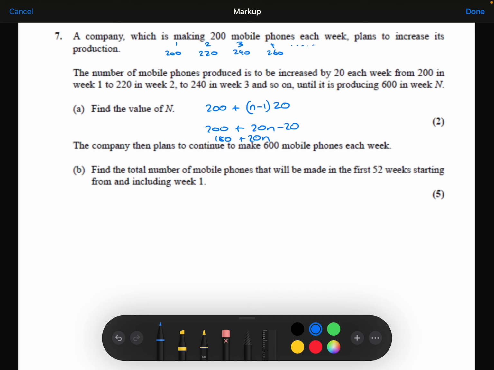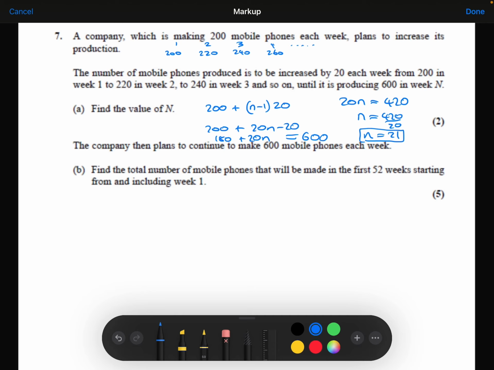And we need to find what n is when this is equal to 600. So if I make this equal to 600 now, take away the 180, and divide both sides by 20, then I find that n is 21. It's the 21st week when they're going to be producing 600 phones.